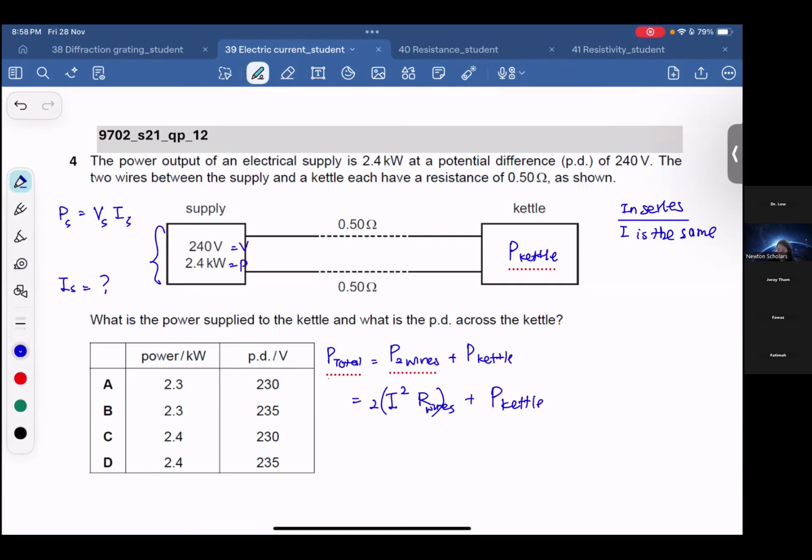So total power is 2.4 times 10 to the power of 3. Can you do the calculation? Find out what is the power of your kettle.